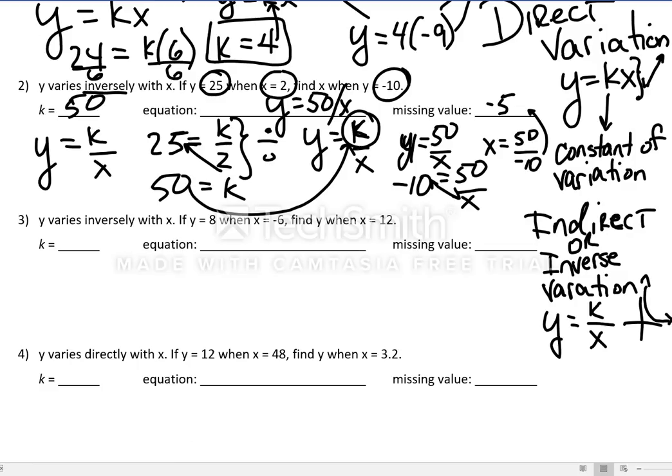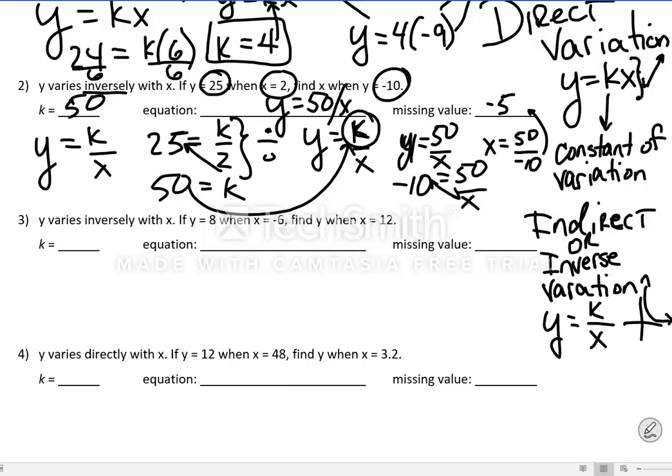So numbers 3 and 4, I want you guys to work on those. Pause the video at this moment, and I'll make sure it actually gets paused as well. Then go ahead and write your answers down, and I will write the answers down as well.